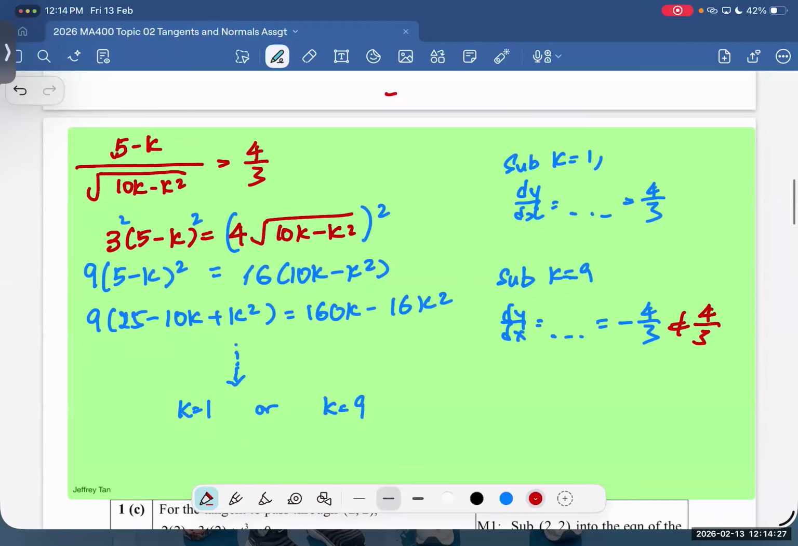Okay? Can I? Then so far? Joshua, do you understand why must reject? Why must reject? Because when you do a surd equation, you must always sub in both answers to check. Clear? Understand, guys? You need to reject k equals 9.